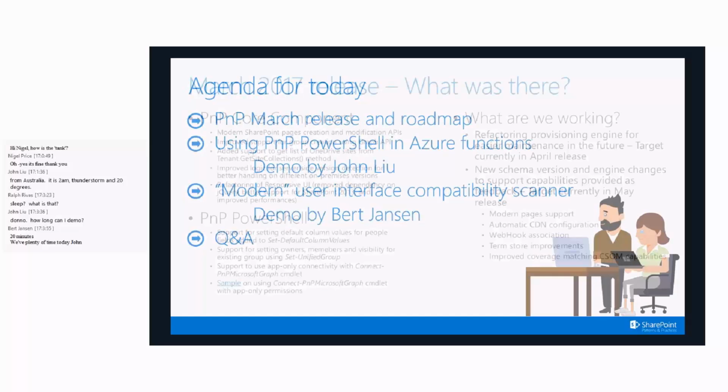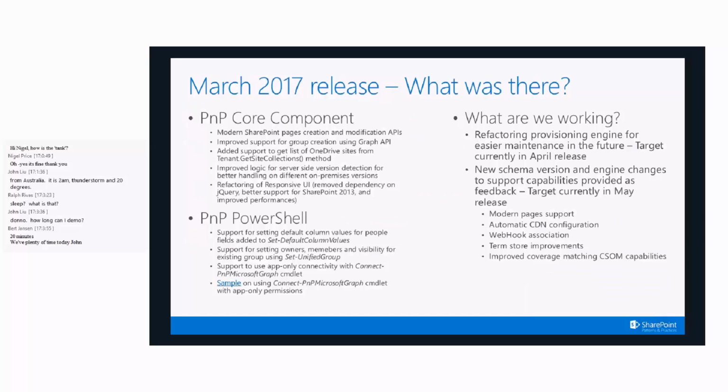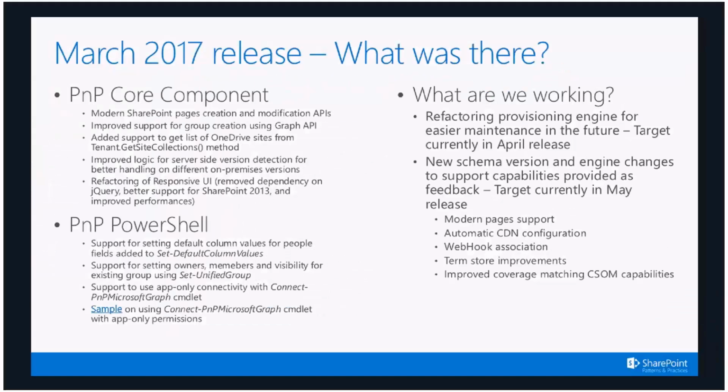Moving on. I have one slide around the March 2017 release, which happened last week, and more around the future, what we are working on. On the PnP Core component and PnP PowerShell, there's not a significant amount of changes from a capability perspective, but there are a few really interesting elements, which John is going to use as well. Starting from the March 2017 release, you're able to use app-only connectivity to Graph from SharePoint or PnP PowerShell or the PnP Core component.